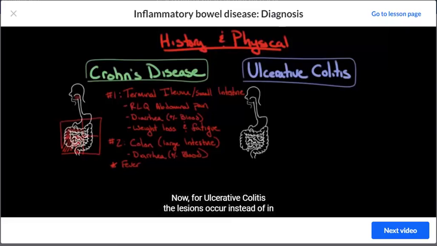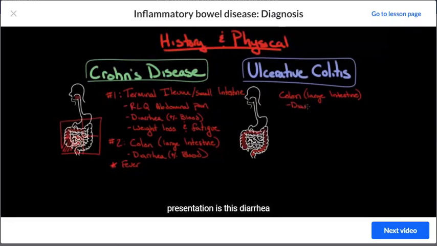Now, for ulcerative colitis, the lesions occur, instead of in this discontinuous skip manner of Crohn's disease, in a continuous manner. And it typically begins in the rectum and then just moves backwards through the large intestine and almost never leaves the large intestine. So similar to Crohn's disease, if the large intestine is inflamed, in ulcerative colitis, the most common presentation is diarrhea with some diffuse, crampy abdominal pain.